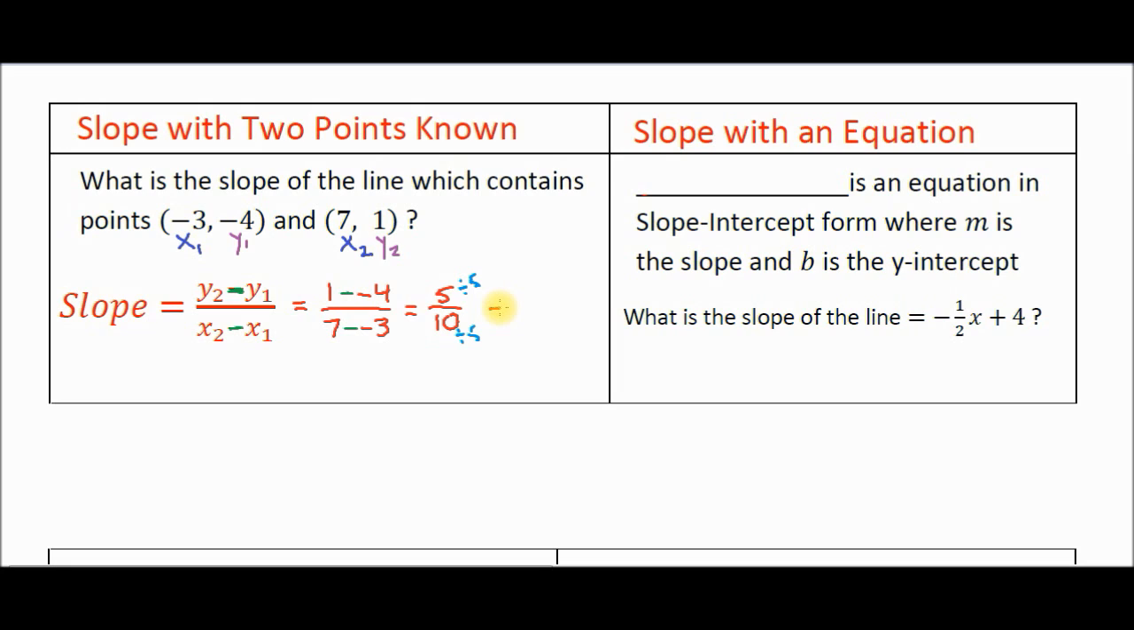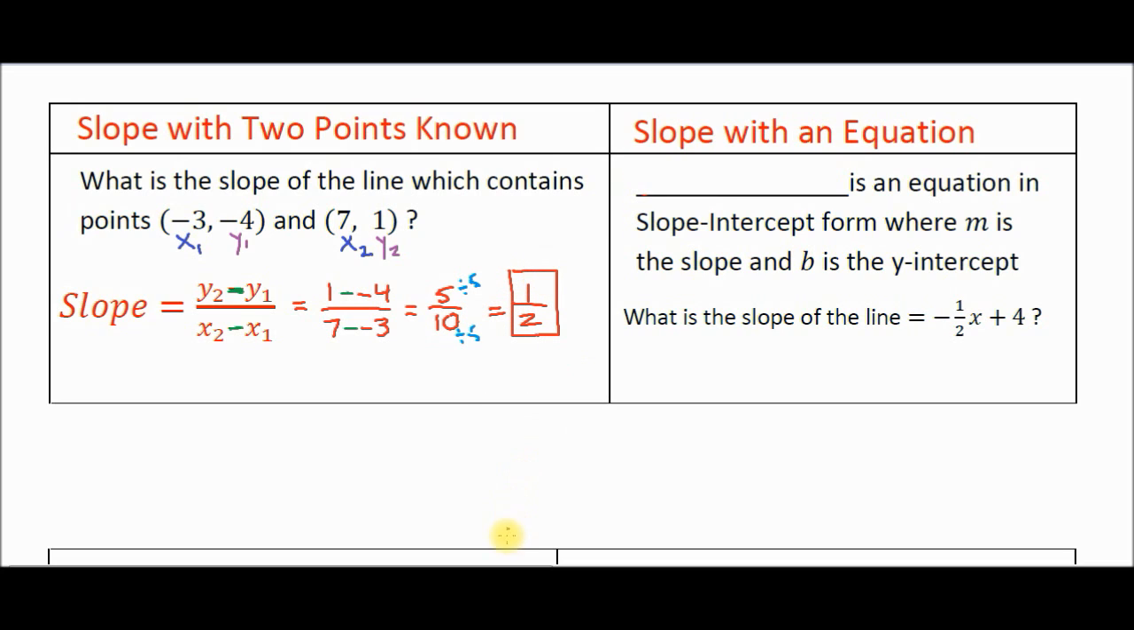Hold on a second while my computer catches up with me. 5 divided by 5 is 1. 10 divided by 5 is 2. And our final slope is 1 over 2, or a slope of 1/2.